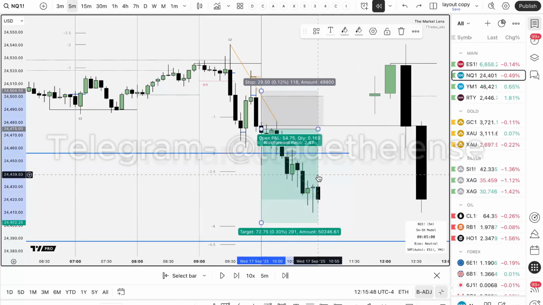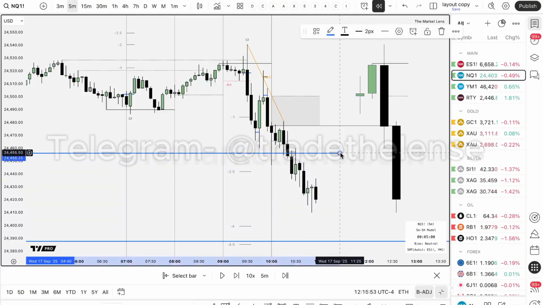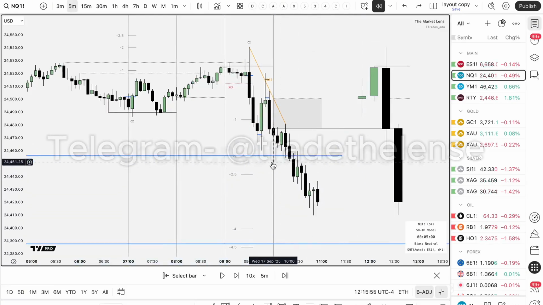So it's one of those where if you're being more conservative, you're not going to take this trade, right? Because that's ideally your target, right? So I wouldn't really stress on that.